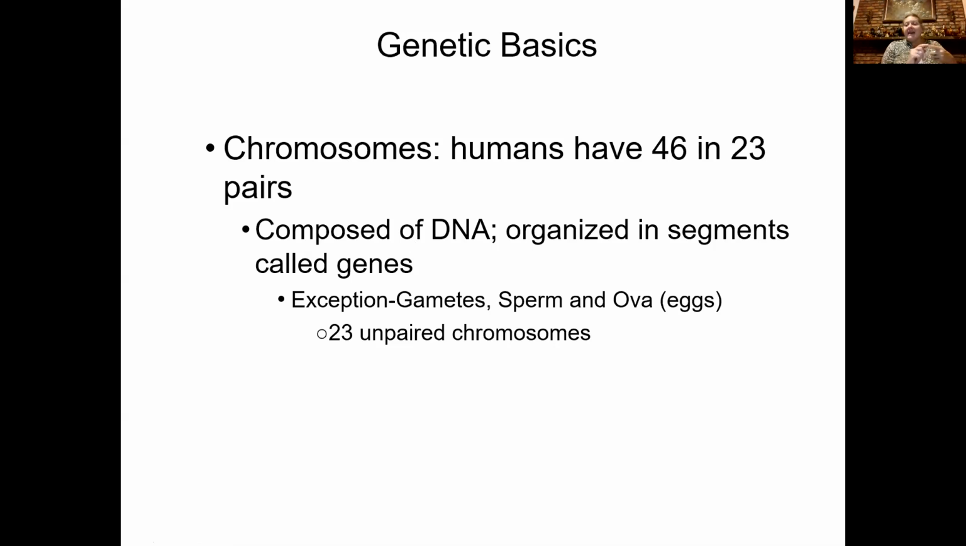Every cell in your body has 46 chromosomes, with the exception of the gametes. Gametes are your sex cells. For males, that would be the sperm. For females, that would be the ova or eggs. These particular cells have only 23 chromosomes. They're not paired up at all. The reason for this is that when fertilization of the egg occurs, you have 23 from dad, 23 from mom. That makes up that 46 total, which is the 23 pairs.